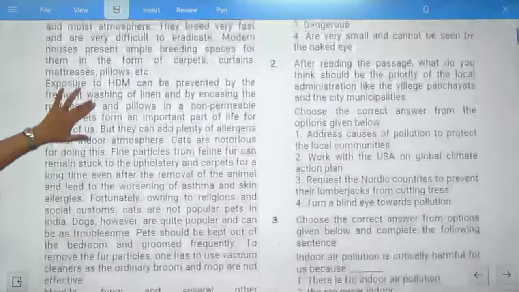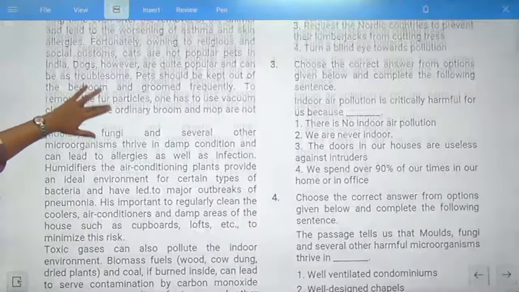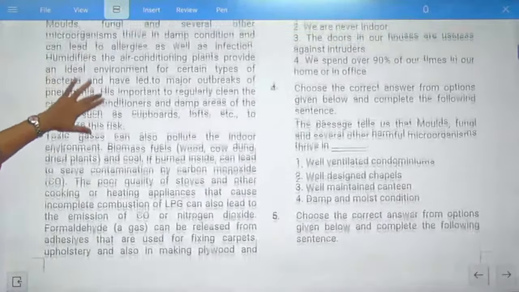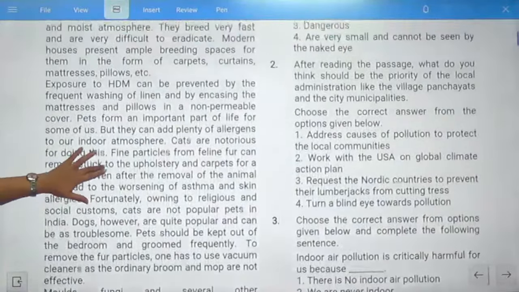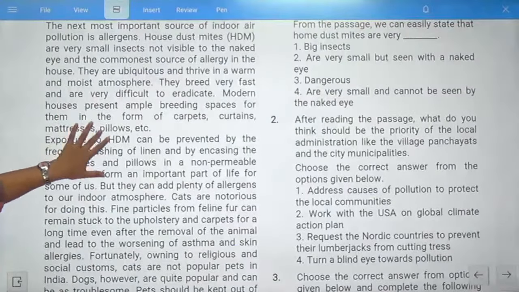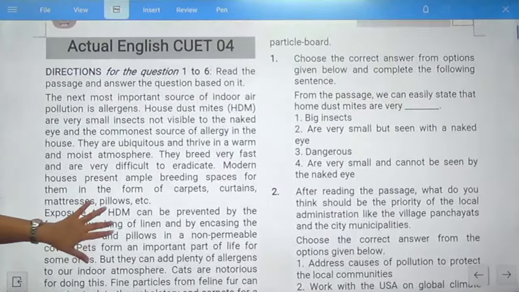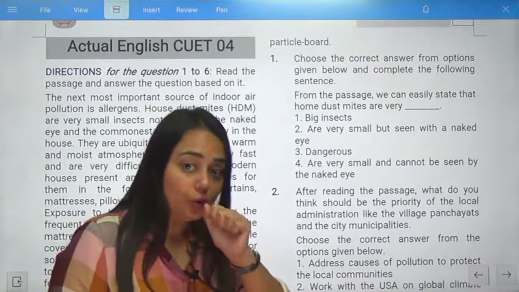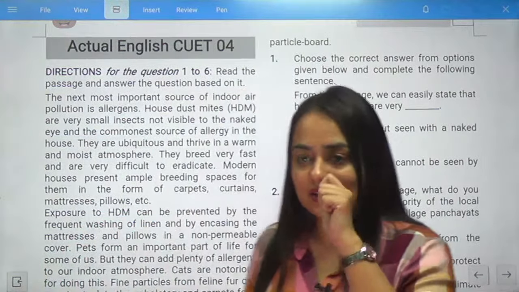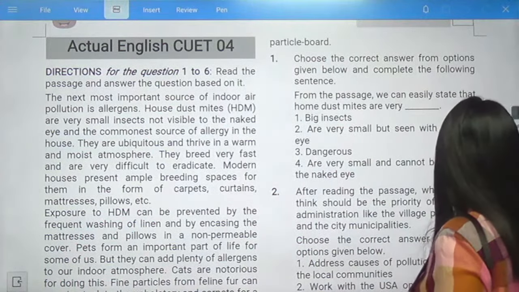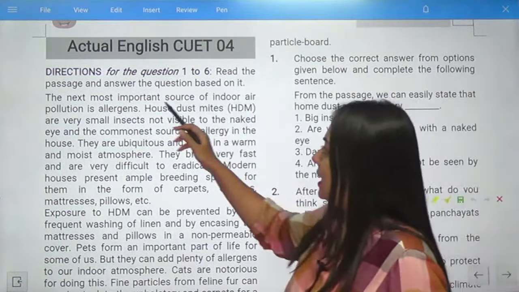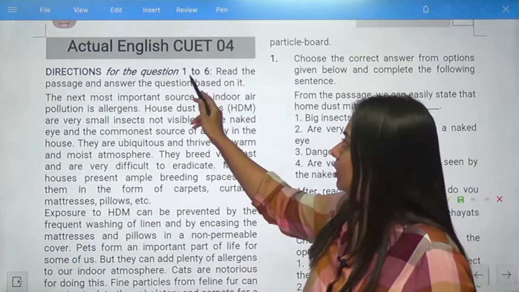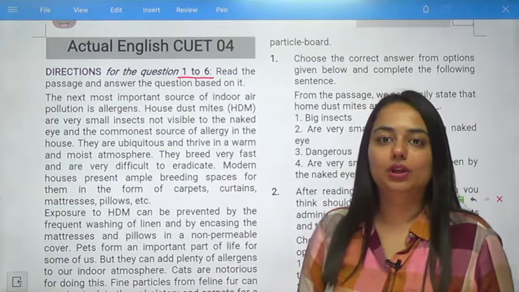Look at the length of the RC, good enough. But trust me, the questions were relatively easy, and let's say 70% of the questions were direct or based on the facts given in the passage. So now, first thing, how to approach RC? Let's learn it. Read the passage and answer the questions based on it. Look at this, 6 questions are from this RC.